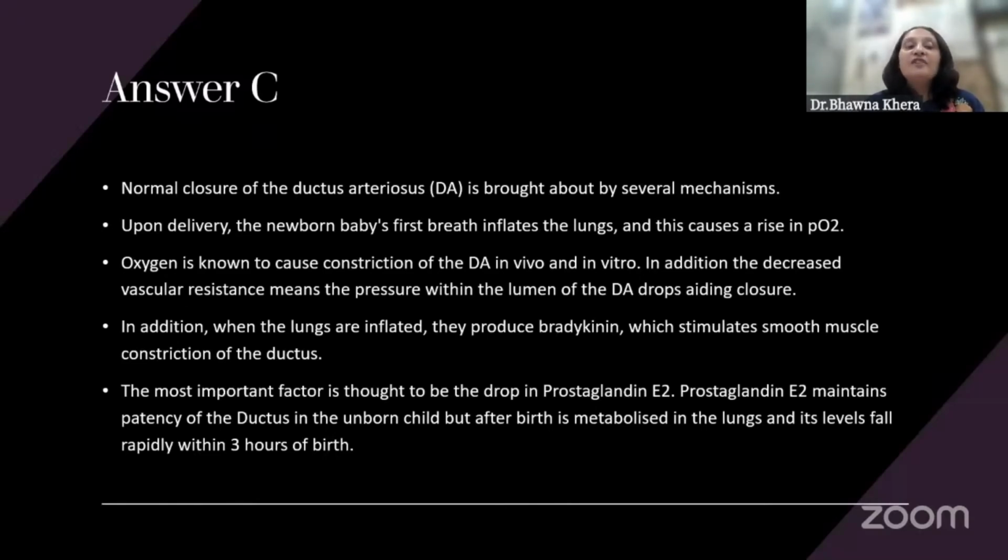The most important factor is thought to be the drop in prostaglandin E2. Prostaglandin E2 maintains the patency of the ductus in the unborn child, but after the birth it is metabolized in the lungs and its level falls rapidly within 3 hours of the birth.